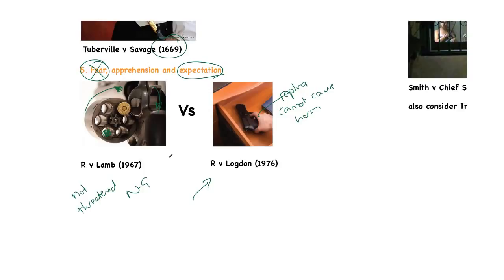The nature of the threat, the fact that the defendant had neither the means nor the intention to actually use the gun, was irrelevant. All that mattered was that the victim was expecting violence, even though the gun could not be used. So in that instance, Logden ends up guilty. Lamb, nobody expects violence, somebody dies, not guilty. Logden, no violence can be used with that gun because it's a replica, but the victim expects it, therefore Logden is guilty. So when you talk about these offences, make sure that you use the words apprehension and expectation and not fear.